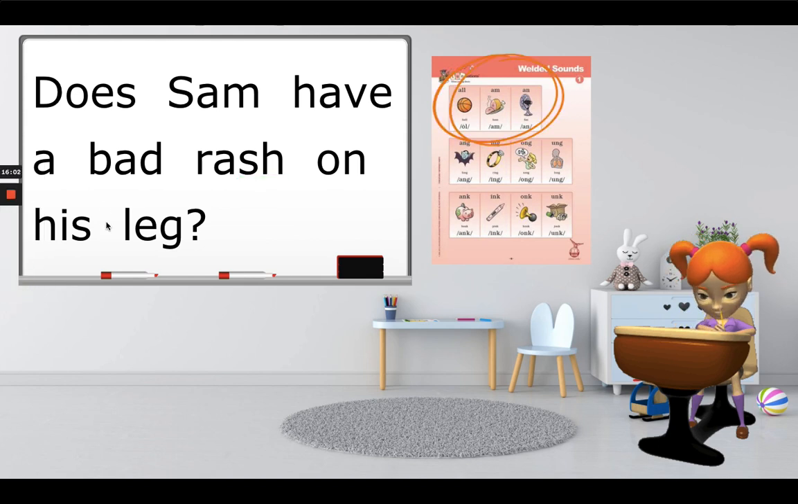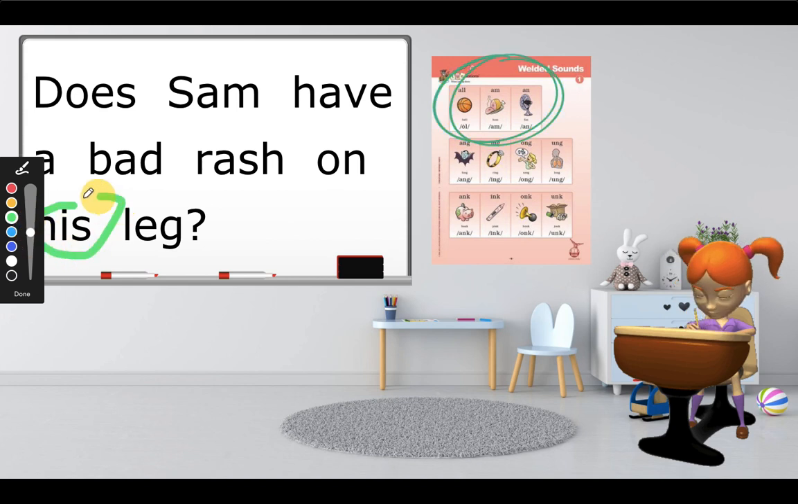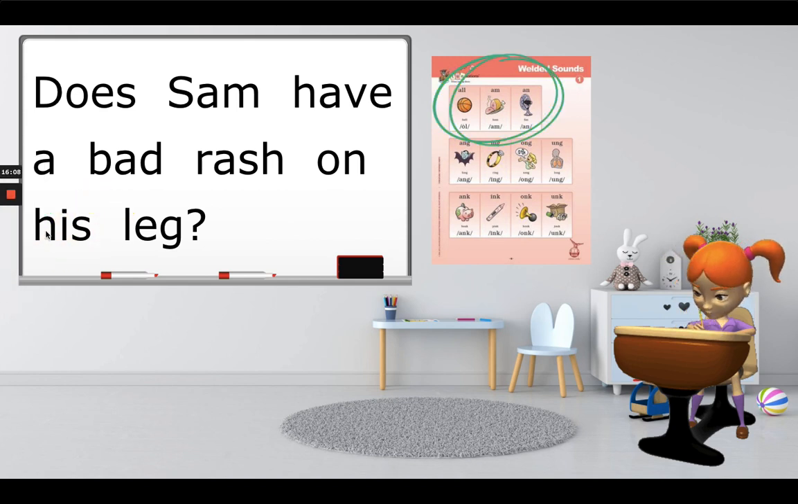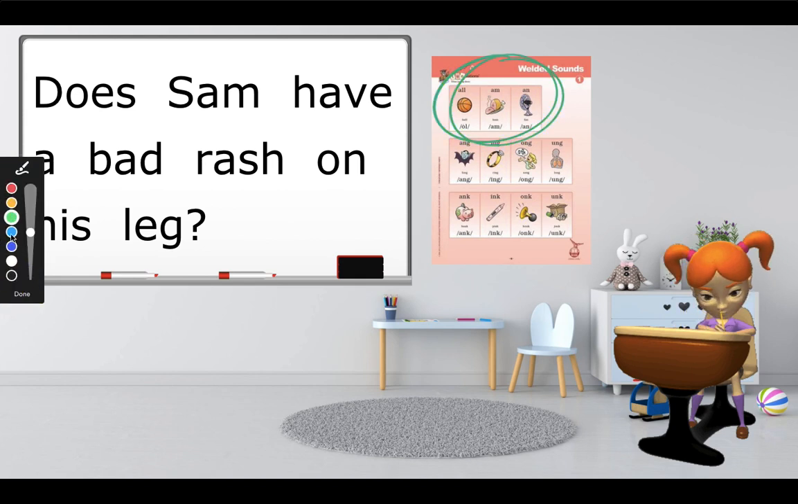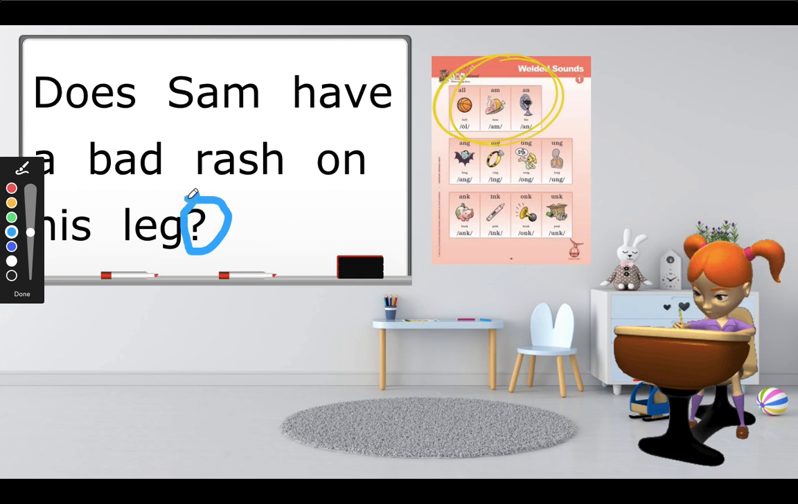And then one last thing is that we have the trick word his, which is spelled H-I-S. And of course, we have to look at our punctuation mark. What kind of punctuation mark did we use for this sentence? You got it. It's a question mark because it was a question. It was an asking sentence.